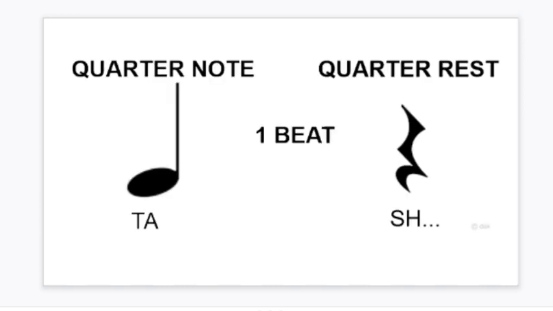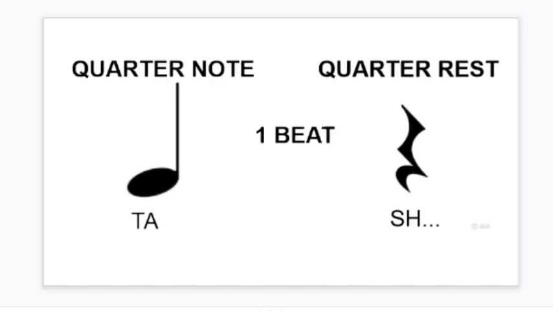A beat is steady. A rhythm is not steady. It has long and short sounds and silences.